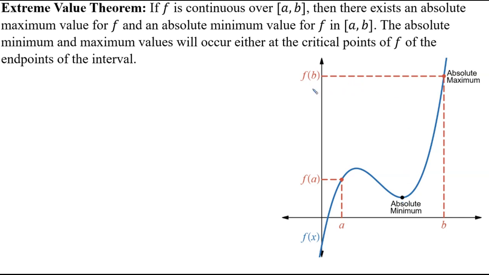We also know that the absolute minimum and maximum will occur either at the critical points of f, or the endpoints of the interval. In this case we see that we have an absolute minimum at a critical value, one of its turning points, and then the maximum is at the endpoint. We could have the opposite of that. We could have both at critical points, both at endpoints. There's different combinations depending on the function.